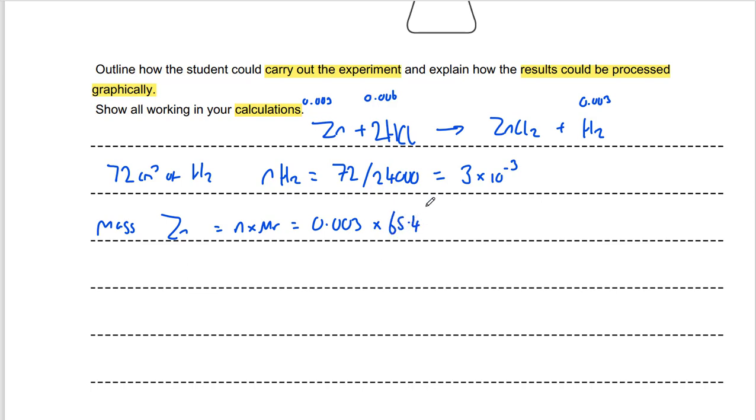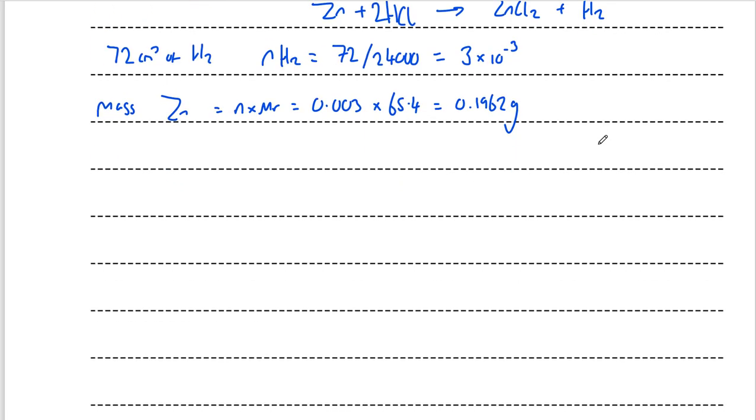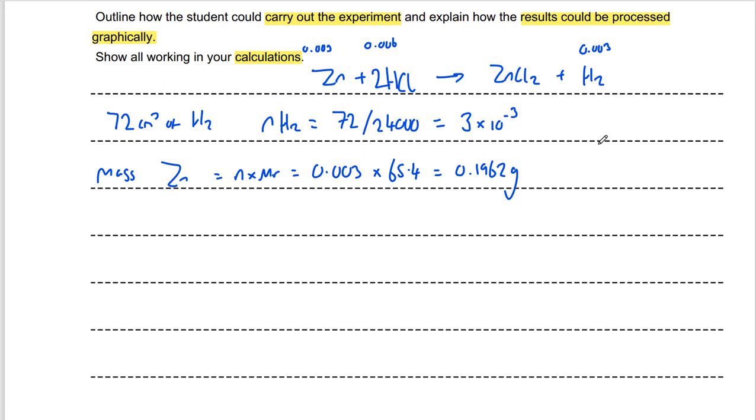I'm doing this off the top of my head. I don't have a periodic table. I think it's 65.4. That's what I'm going with. If I'm wrong, I apologize, but you get the idea. It doesn't really matter anyway. If that's not the molar mass of zinc, just sub in the correct version. So 0.1962 grams is what you require, and therefore, if we are using an excess of zinc, then we simply need to weigh out more than this number. So when we weigh out our zinc in our method, we simply need more than 0.1962.